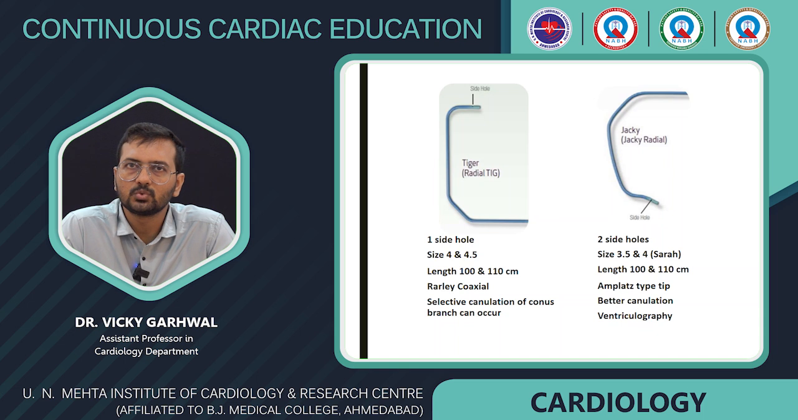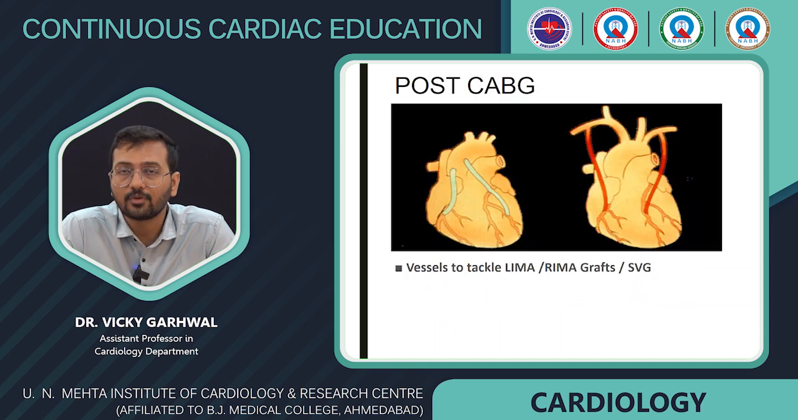Jackie catheters have two side holes of size 3.5 and 4, with length similar to the Tiger catheter, 100 and 110. Plat's type tip is avoided because it is more prone to injury. But they have better cannulation and can be used for ventriculography also.